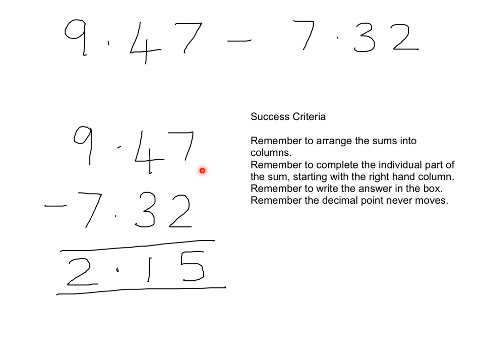7 hundredths subtract 2 hundredths equals 5 hundredths. 4 tenths subtract 3 tenths equals 1 tenth. And finally, 9 units subtract 7 units equals 2 units, giving us the final answer of 2.15.